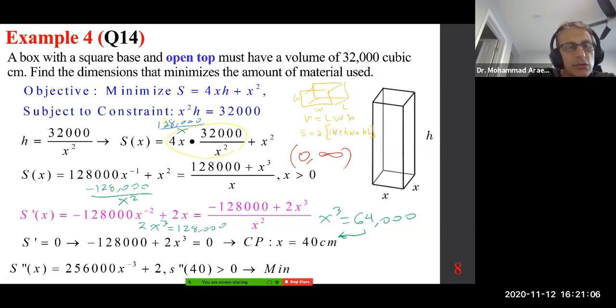Why? Again, I want to quickly show you. Class, this is 256,000 over x cubed plus 2. When you plug in 40, you get a positive number. And a positive number means what? When it's positive, it means what? Concave up.